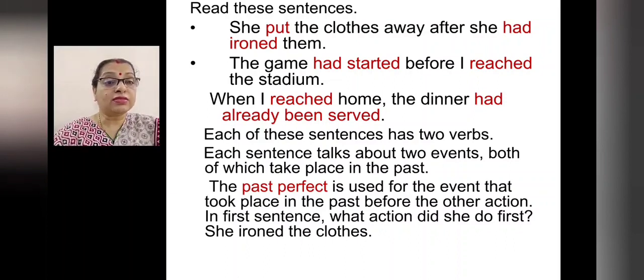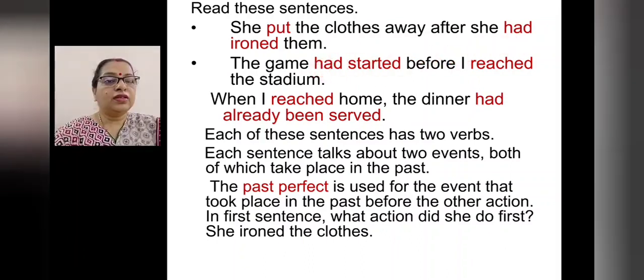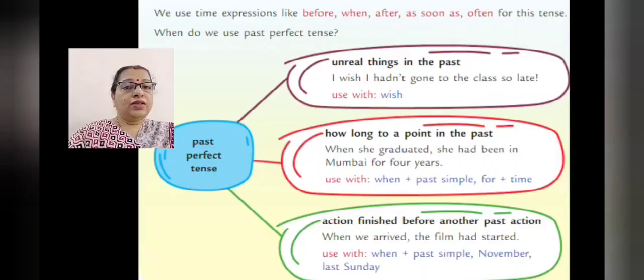In the first sentence, what action did she do first? She ironed the clothes and then she put the clothes away. So here two actions, two verbs are given. Here in this second sentence also you have the game had started. This was the first action. So this will be past perfect. And here the dinner had already been served. So the first action will be past perfect. So we use time expressions like before, when, after, as soon as, often for this tense.